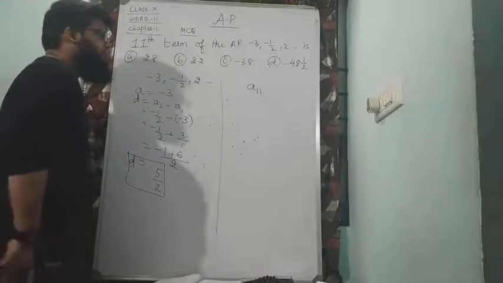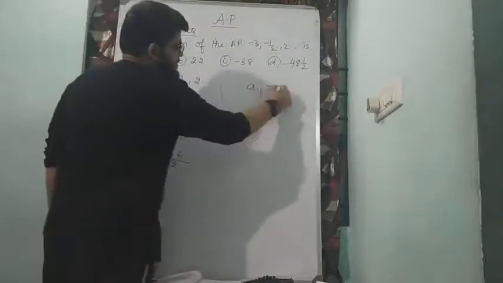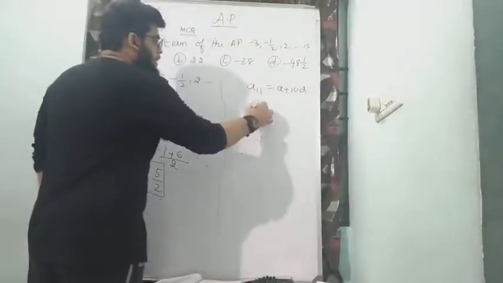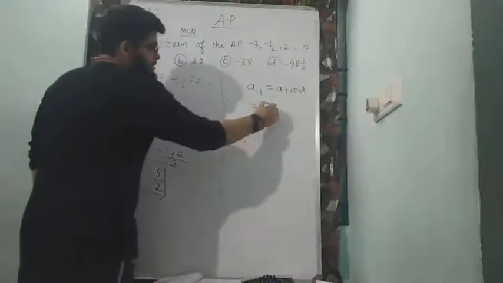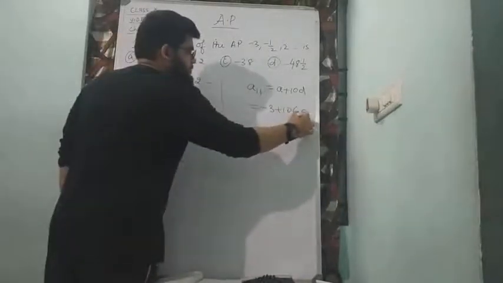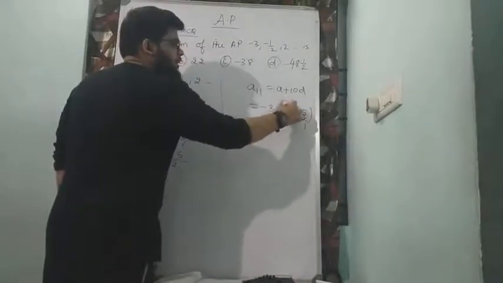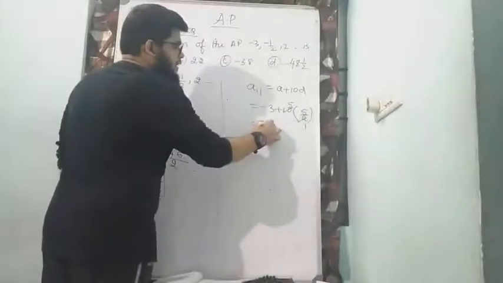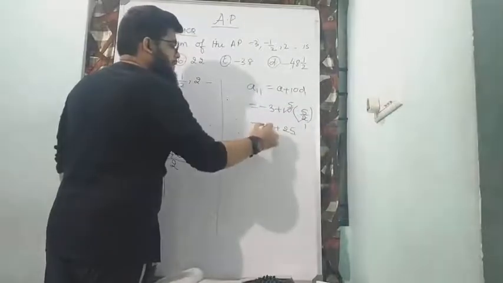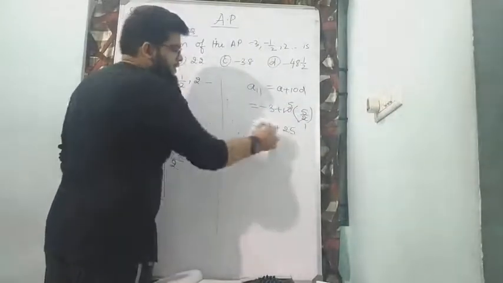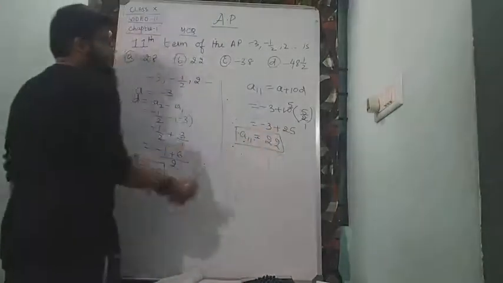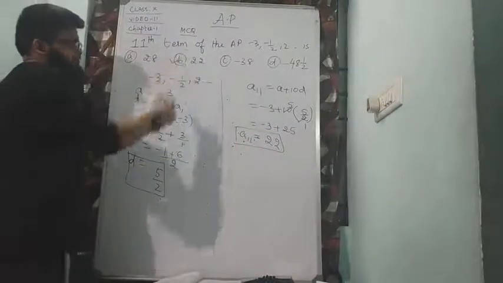Right? So we are supposed to find out the value of A11. A11 is given by A plus 10D according to the general form. A is minus 3 plus 10 into the value of D, which is 5 by 2. 2 ones are 2 and 2 fives are 10, can be cancelled. Minus 3 plus 5 fives are 25, and minus into plus is minus, 25 minus 3 is 22. So the 11th term, or A11, is 22, and that is option B.